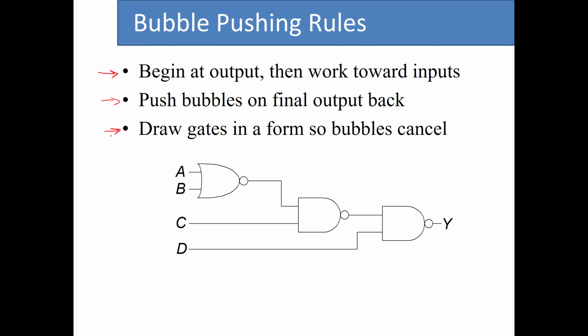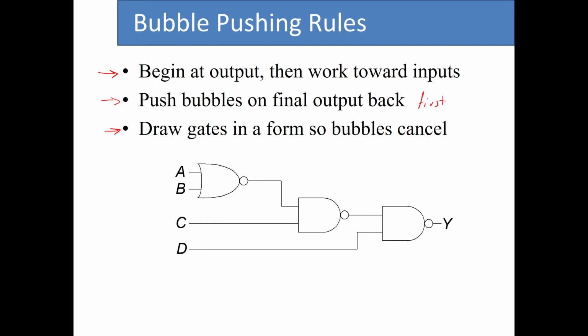So now we put them as a few rules that we need to follow. We begin at the output of the schematic, and then we work toward the input. We push bubbles on the final output back first. That is the first rule, saying it differently, and then finally we draw the gates in a form so we can cancel the bubbles. So let's just take a look at another example.